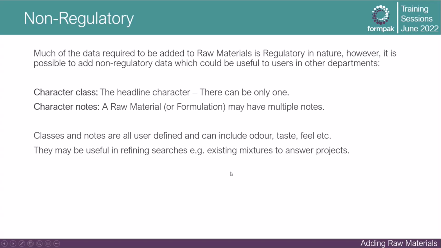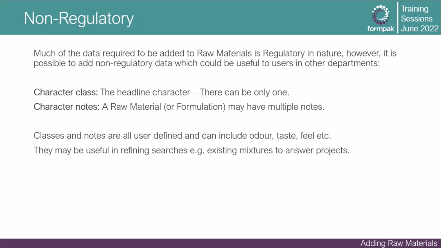Non-regulatory. So much of the data that we need to apply to raw materials is regulatory data. However, some non-regulatory data which could be useful to other departments in the business are character class and character notes. These are useful for evaluation departments that are maybe selecting answers to projects from the library instead of having a flavorist or a perfumer create new versions all the time. And these are all user defined.